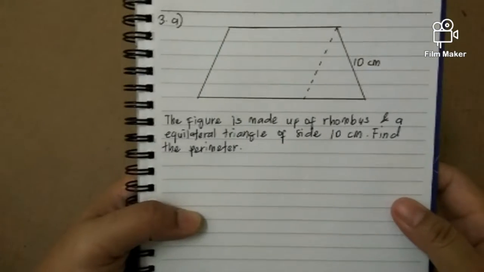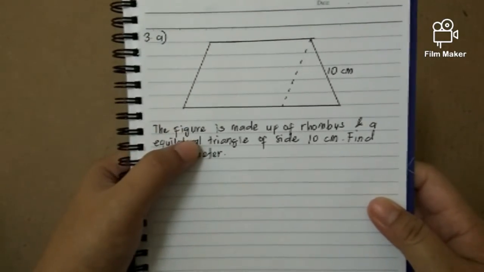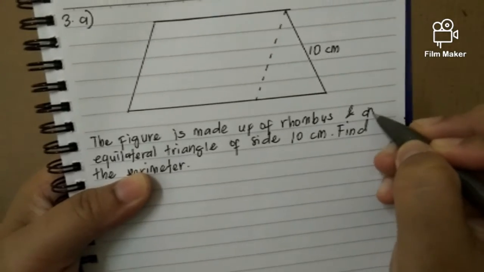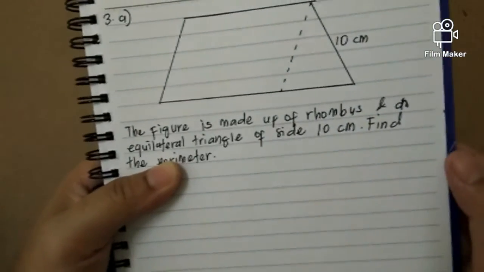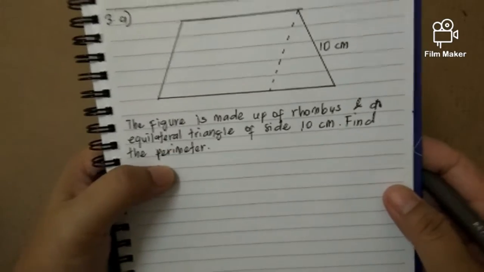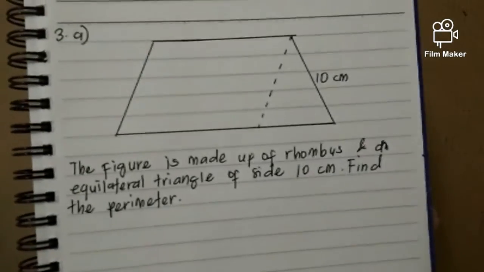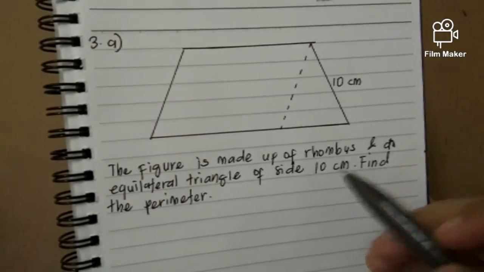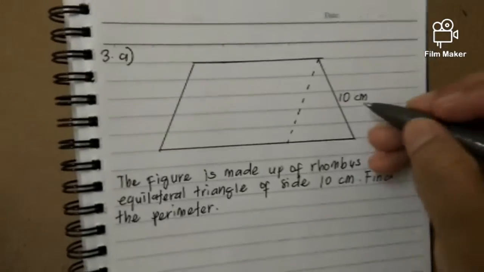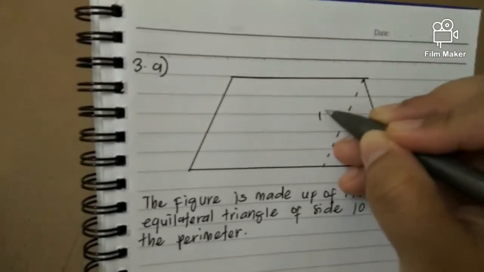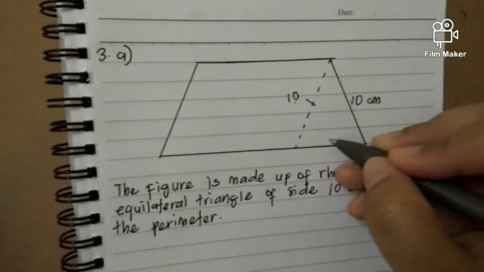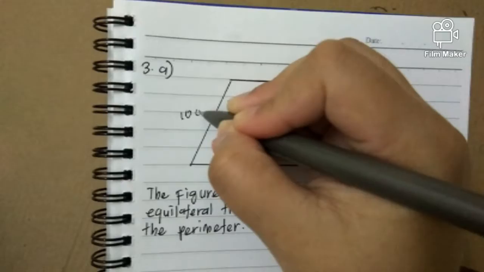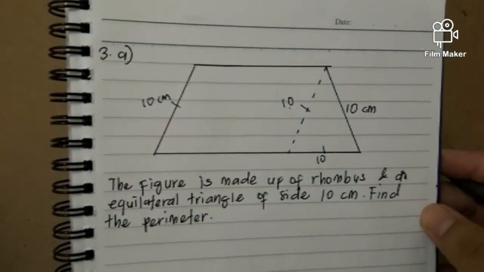Easy. 3a. The question is, the figure is made up of rhombus and an equilateral triangle of side 10 cm. Find the perimeter. So they give you already rhombus and equilateral triangle of side 10 cm. Equilateral triangle means that all the sides are all equal. 10 cm, 10 cm, 10 cm. So this one must be 10 cm as well.